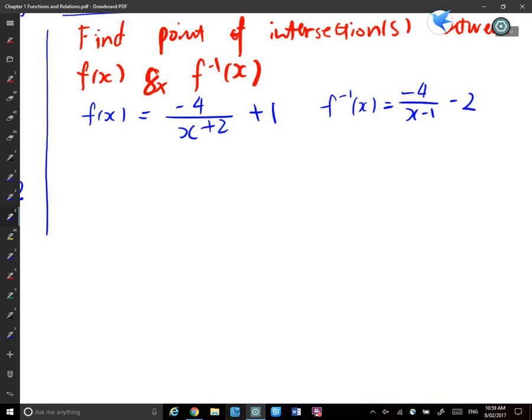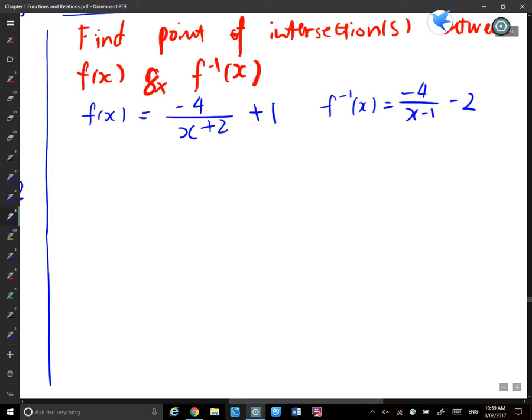If we want to solve them simultaneously, that will be really difficult. We have two fractions and two constants. I don't like to solve this way. So what we can do is solve simultaneously with y equals x and choose whichever function looks good. I'll choose the first one.